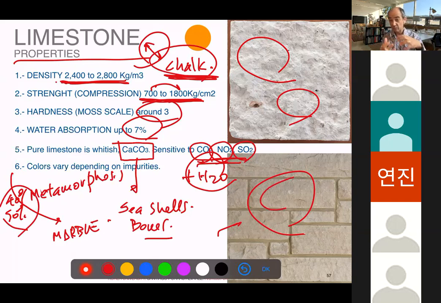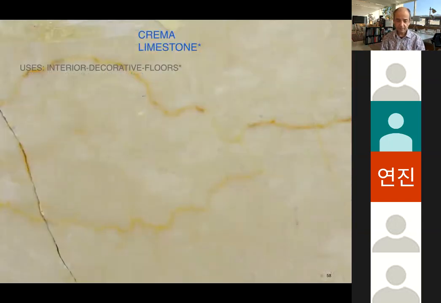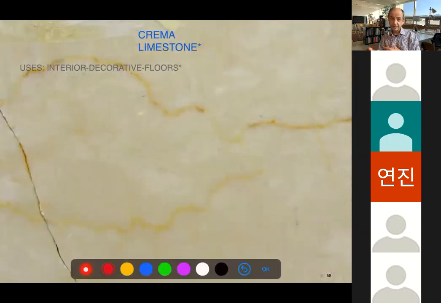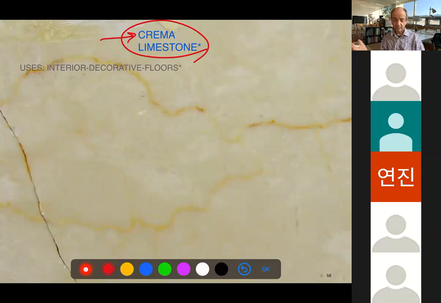And it's nice because it's a white color. Depending on the impurities, you will have a very trendy cream color. Cream actually comes from Spain, though not always. This is partly crystallized, so they sell it as marble, but it's not marble. When it becomes marble, you will see it very clearly, but in the photos you cannot distinguish.